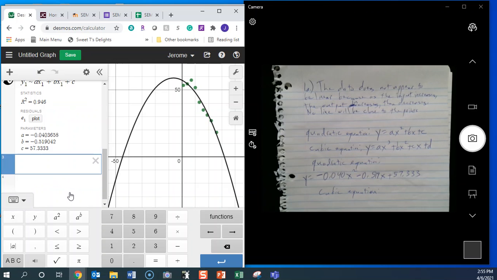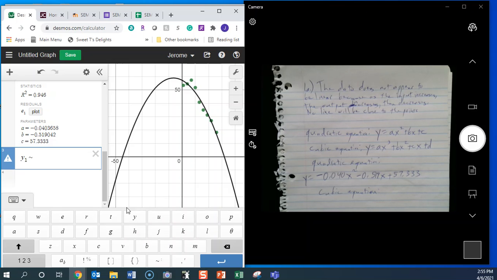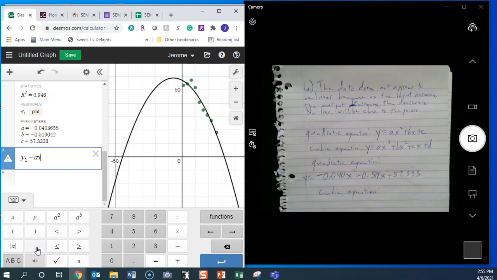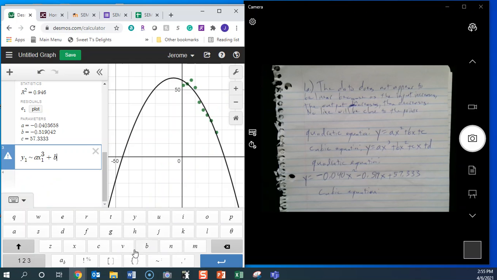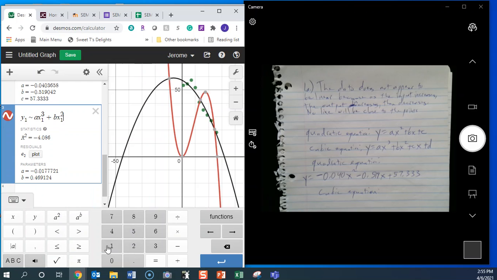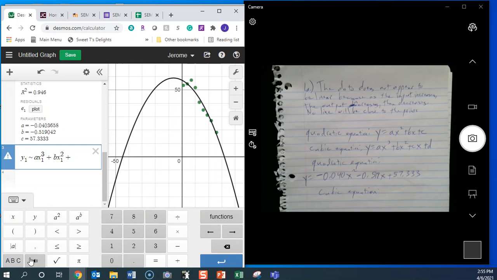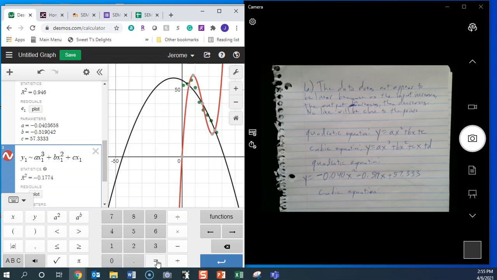So we have y1, we get our tilde, then we will have a x1 cubed, then we will have plus b, then we still would do x1, but this one would be squared, plus cx1 plus d.